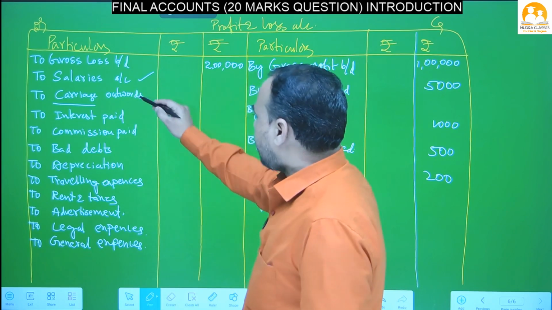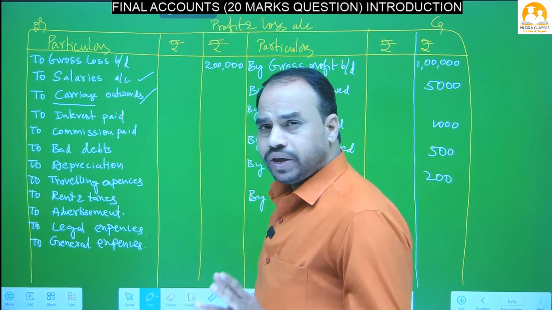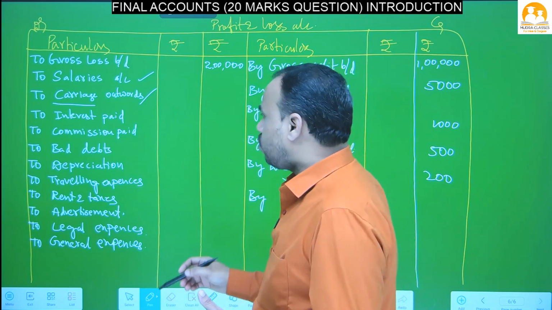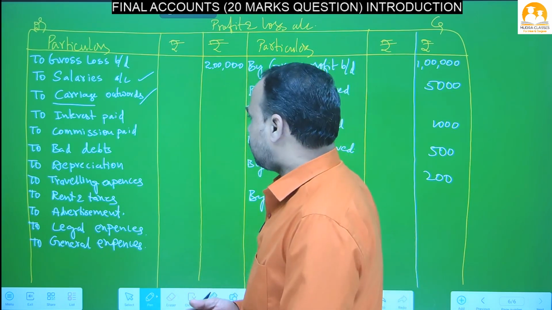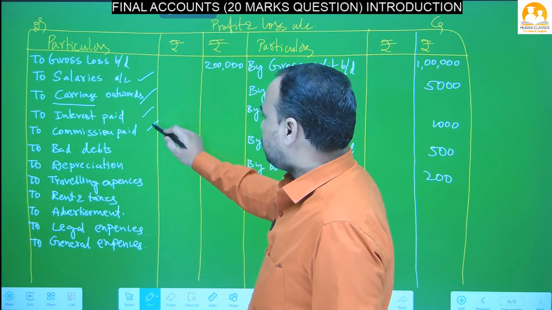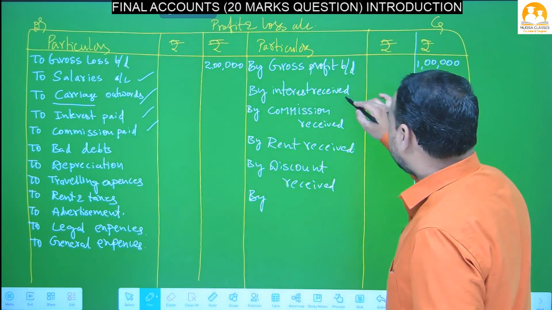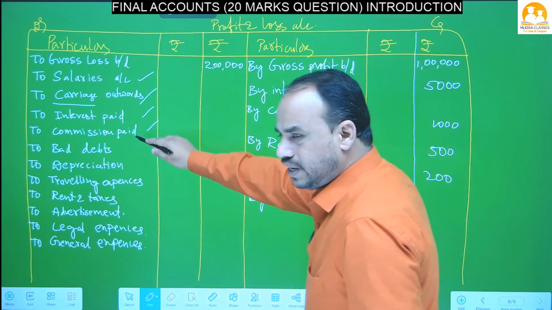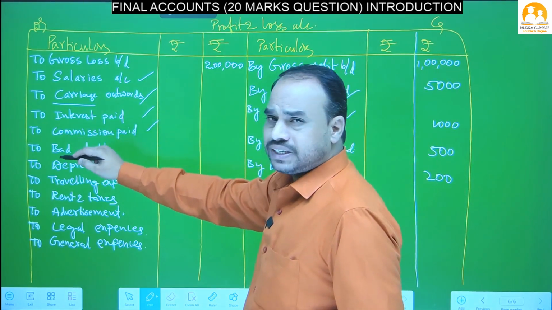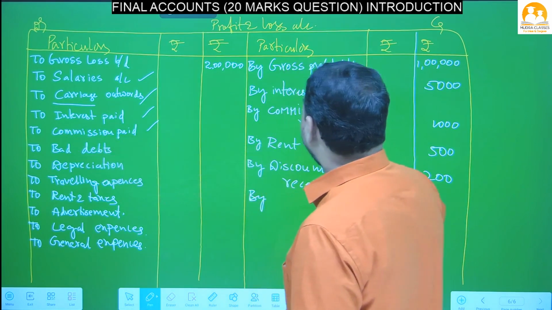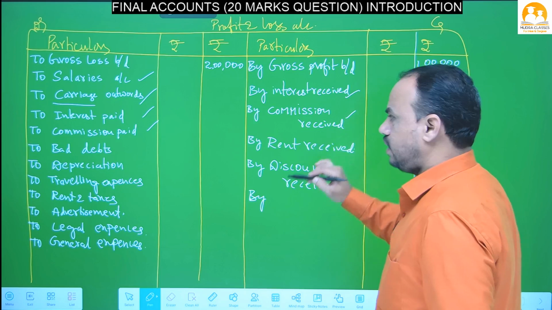Carriage outwards, as I just told you: carriage means auto expenses, outwards means auto expenses at the time of sale. Interest paid, commission paid. See here, interest received and commission received are there, here paid is there. Expenses paid are written on the debit side, and incomes received are written on the credit side.